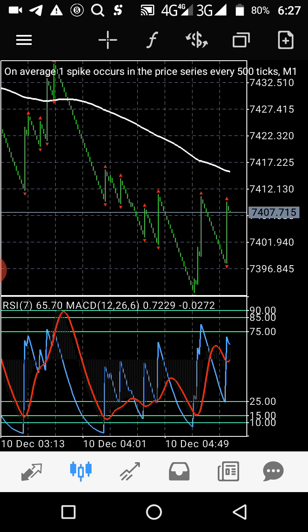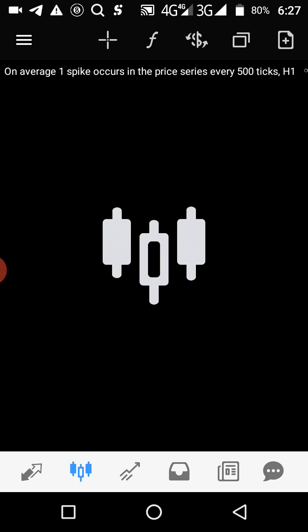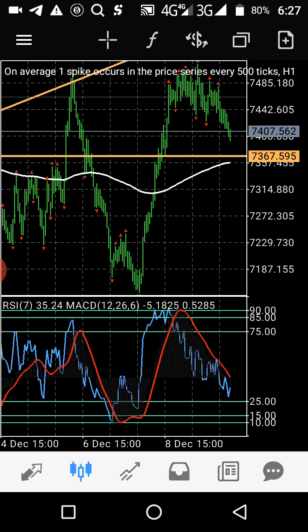Now, we are not dealing with the 1 minute time frame here. We are dealing with the 15-minute time frame, 30-minute time frame, and possibly 1 hour time frame. And how do you compare these three?